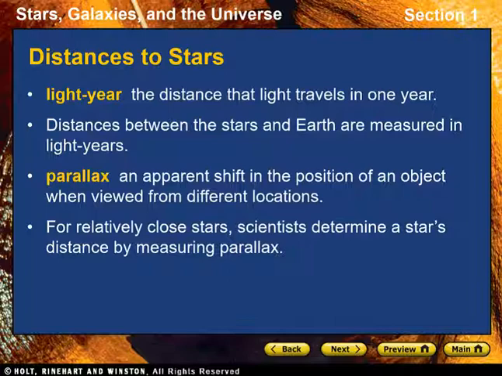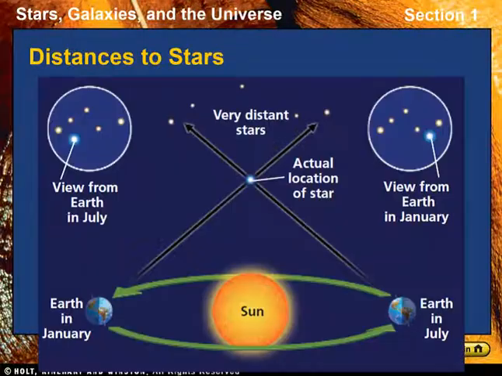For relatively close stars, scientists can determine a star's distance by measuring parallax, the apparent shift in a star's position when viewed from different locations. As Earth orbits the sun, observers can study the stars from different perspectives, as is shown in Figure 5 on the screen here. As Earth moves halfway around its orbit, a nearby star will appear to shift slightly relative to stars that are farther from Earth. The closer the star is to Earth, the larger the shift will be. Using this method, astronomers can calculate the distance to any star within 1,000 light-years of Earth.